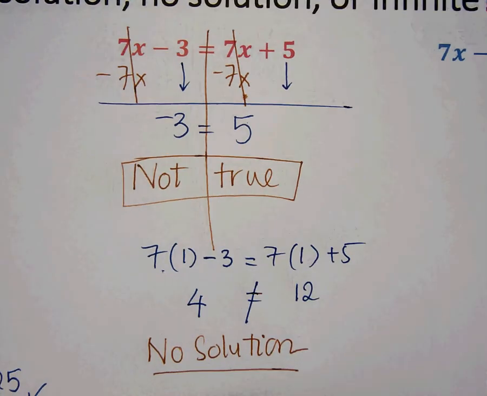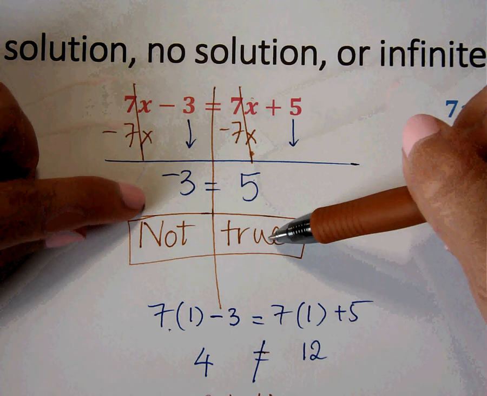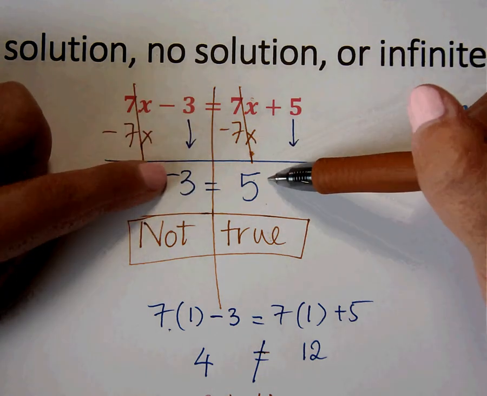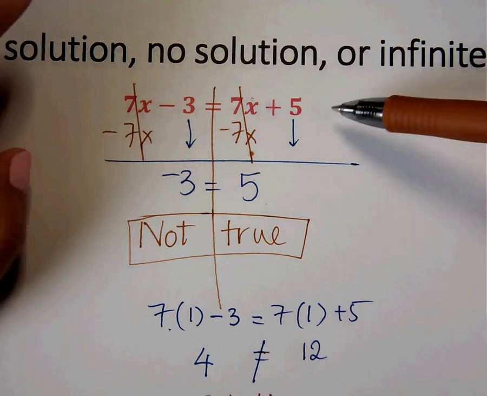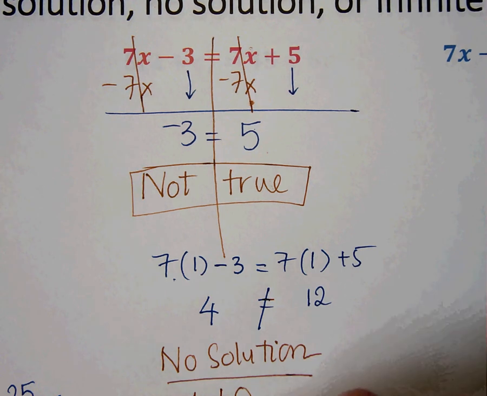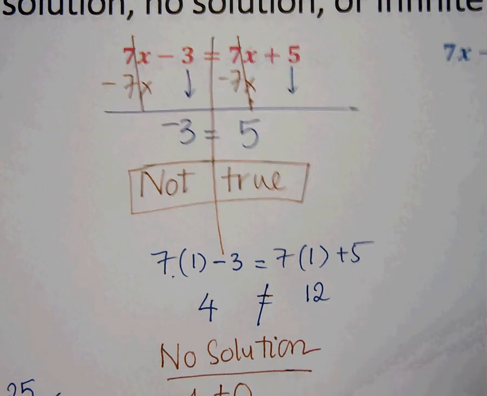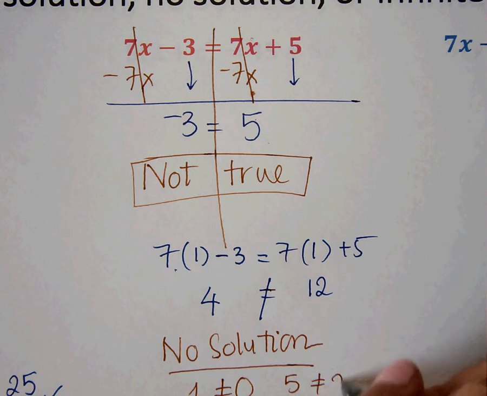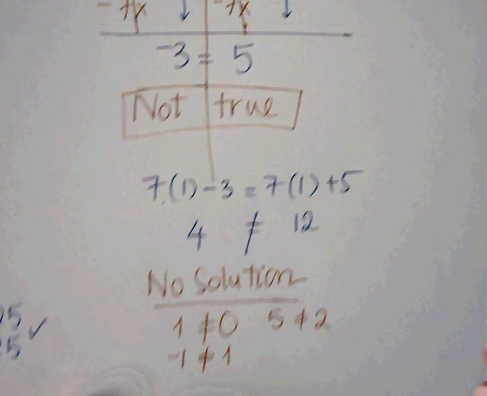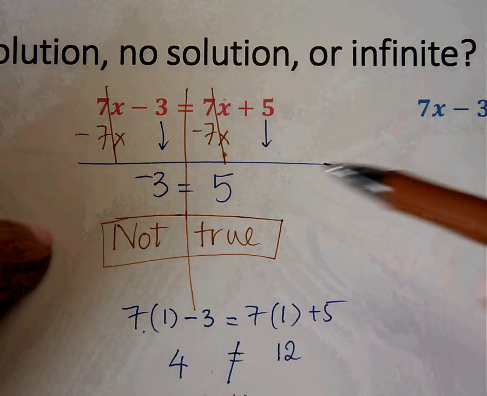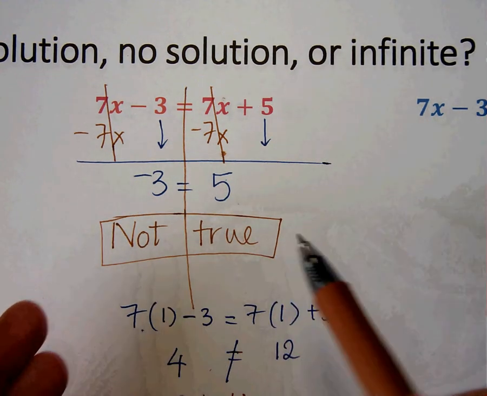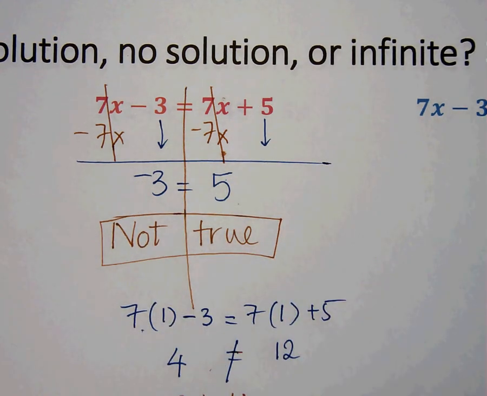Okay, this happens when all the variables drop out. You see, it's cancelled, and we're left with a statement that is not true, that is false. So it can look like this: 1 not equal to 0, negative 1 not equal to 1, 5 not equal to 2, 4 not equal to 12. So in this case, if you have the same variable, and after you cancel, you have a false statement, you say this is no solution.